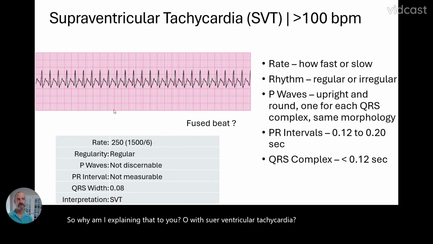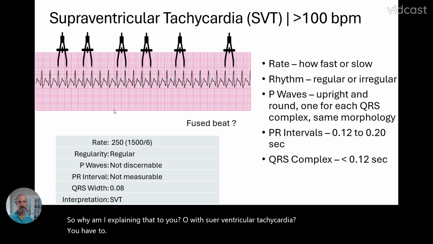you have, remember, tachycardia is faster than 100, but with SVT, with a supraventricular tachycardia, we're talking about beats that are faster than 150. All right, so let's go through our 5 rules and measure the regularity.